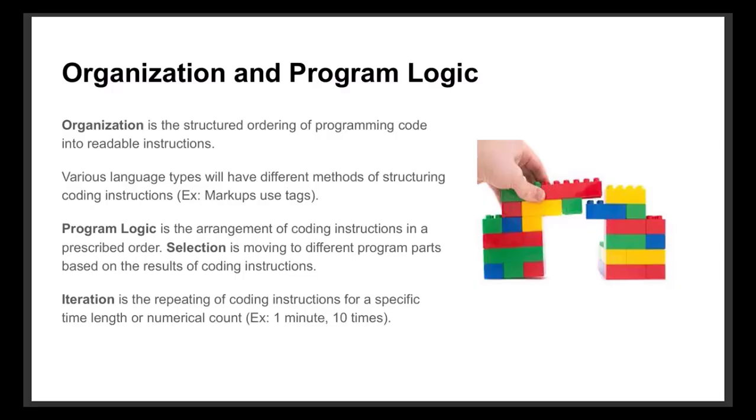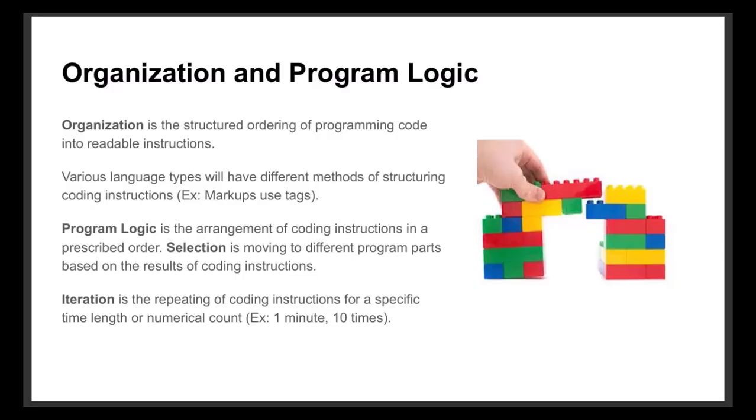Organization is the structured ordering of programming code. It is where we use the different methods of structure within a programming language to make sure that the code can be read as effective instructions for the computer. One example of organization is the use of tags in our markup languages.